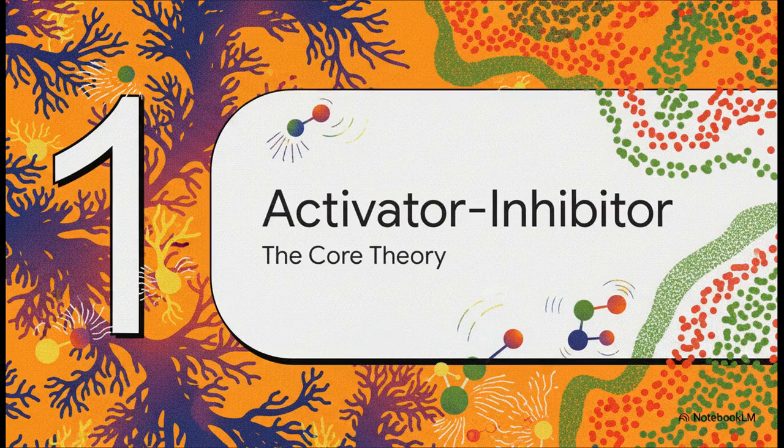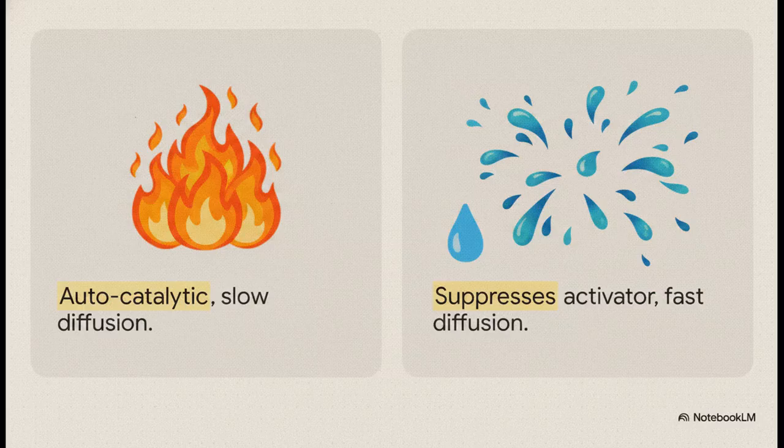Section 1. The activator-inhibitor model. So, to see how Turing's math actually works in the real world, we need to understand the engine driving these reactions. In this model, you have this constant battle between two chemical species. On one side, we have the activator. It's autocatalytic, meaning it triggers its own production, which causes its concentration to build up locally. Think of it kind of like a brush fire. Then, on the other side, we have the inhibitor. Its entire job is to suppress the activator, to put out the fire.